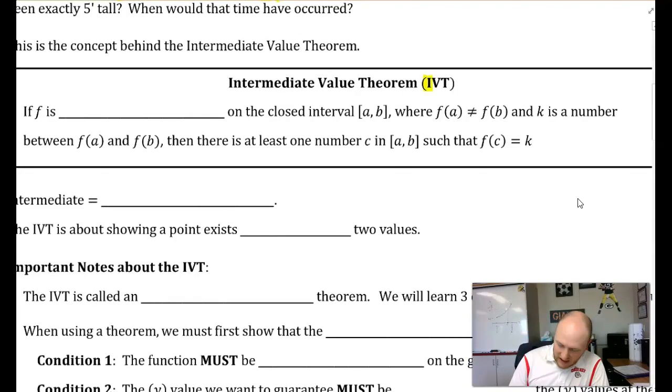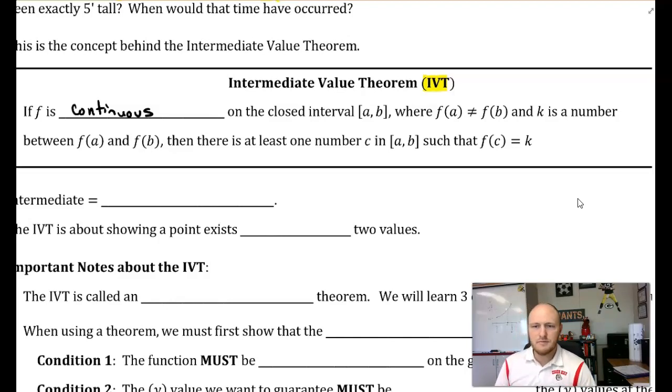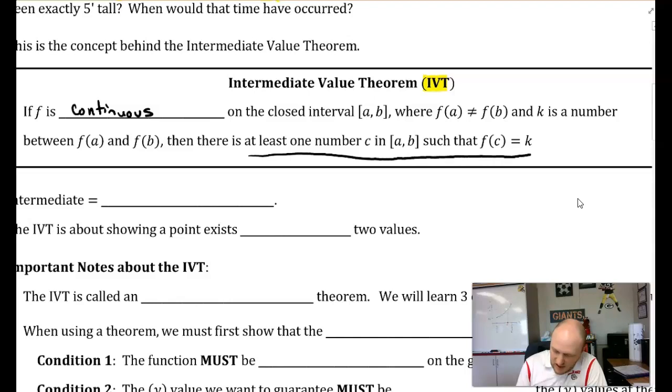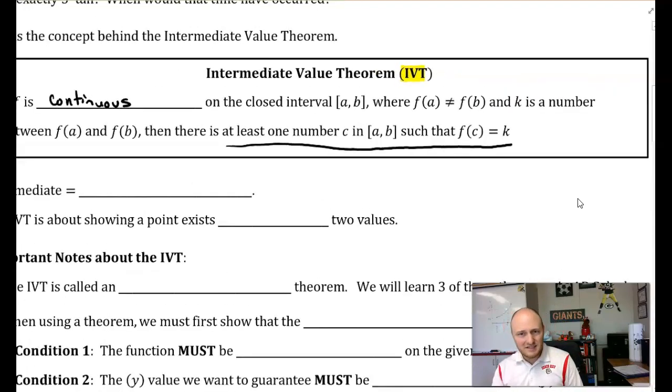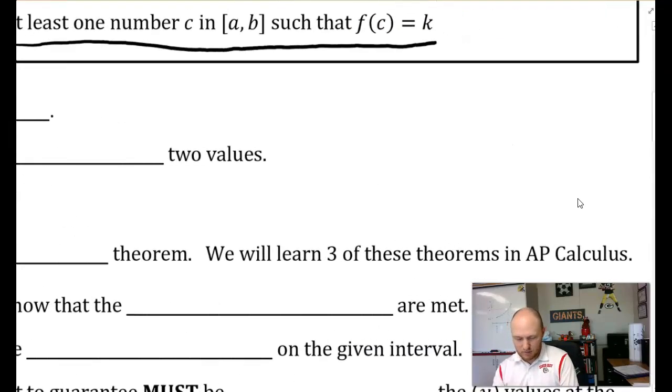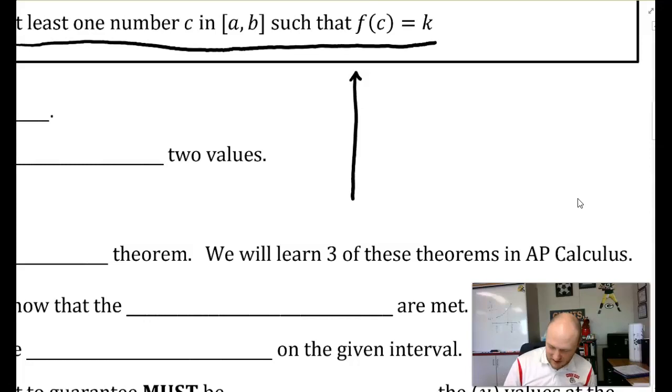Commonly abbreviated as IVT, the intermediate value theorem. If f is continuous on the closed interval a to b, where f of a and f of b are not equal, and k is a number between f of a and f of b, then there is at least one number c in the closed interval a to b, such that when I plug c into the function, it gives me k. And you may be saying, like, what? Like, that doesn't make any sense. So let's go ahead, let's draw a picture which will help us make sense of this.